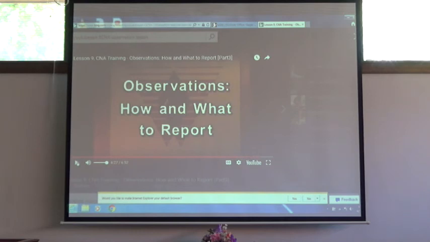Okay, so continuous observation of all residents for signs and symptoms that may indicate physical and mental changes is an important part of the resident's care plan. A CNA's observation may lead to changes and adjustments to the resident's course of treatment. So the three things that you really need to pay attention to are changes in the resident's physical condition or appearance, changes in the resident's attitude, mood, emotional condition, and complaints that the resident expresses.